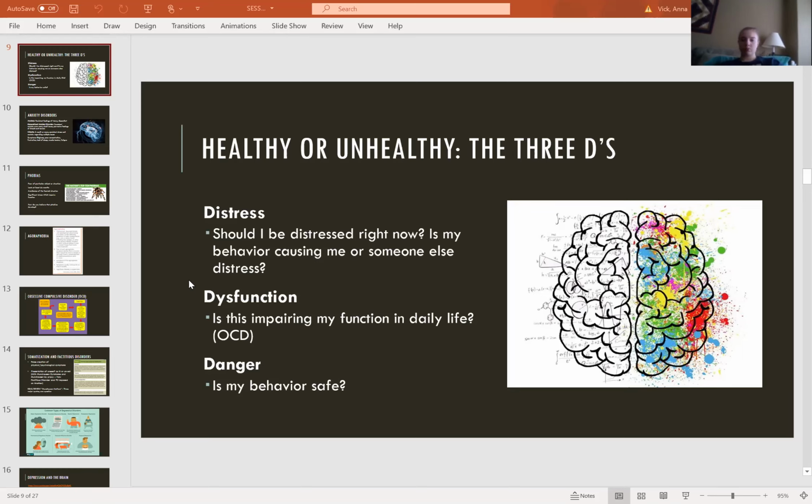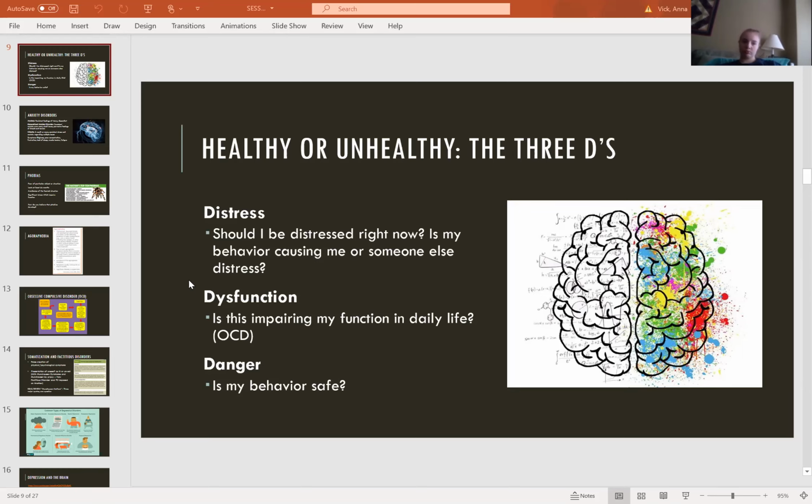Danger, is my behavior safe? So danger does align a little bit with the distress component. Is my behavior harming me? Once again, with the example of alcohol abuse, if a person is finding themselves driving when they've had too much alcohol or getting into some other situation with people who are not trustworthy, and it becomes hazardous to them, that's just another indicator that we do have a problem in this situation. So this is kind of a scale that we might use to evaluate.